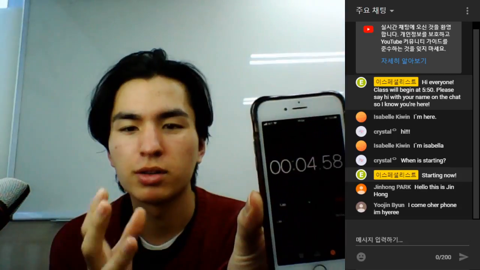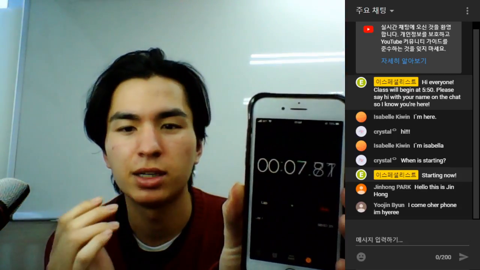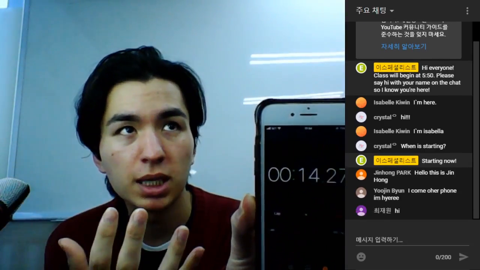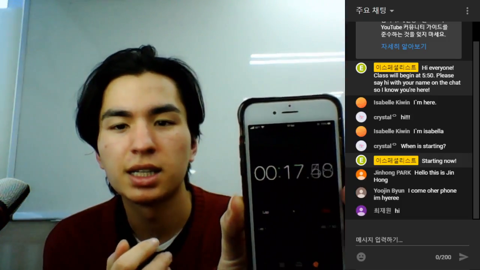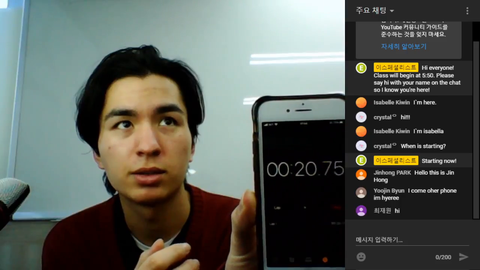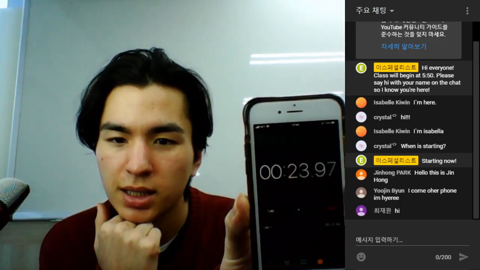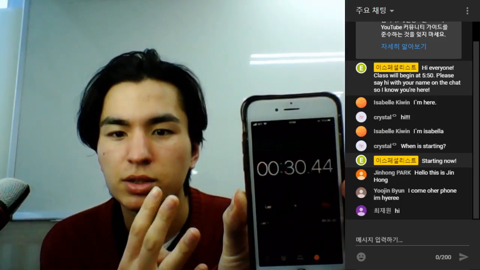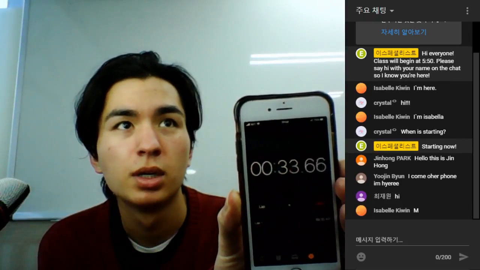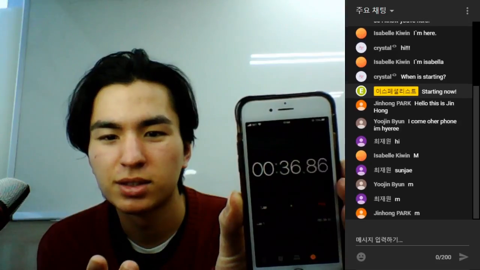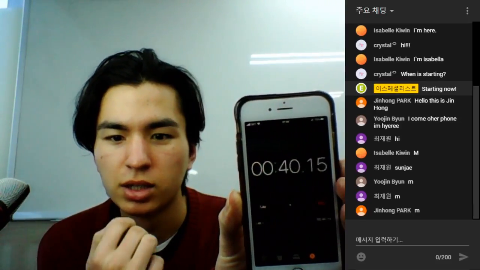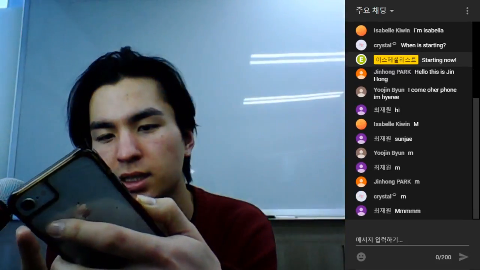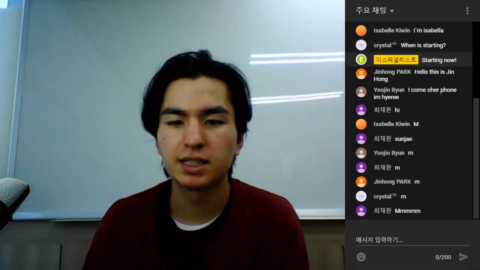This way we can tell how long the delay is, which will help me when I'm teaching. I know when to expect your answers and how long I should wait before repeating myself or asking for questions. What are we at now? 20 seconds? Anybody? M. So 24 seconds delay for Isabel. Nobody else sent M. Katie just got it. 32 seconds. 34 seconds for Crystal. So it looks like people are averaging about a 30 second delay.